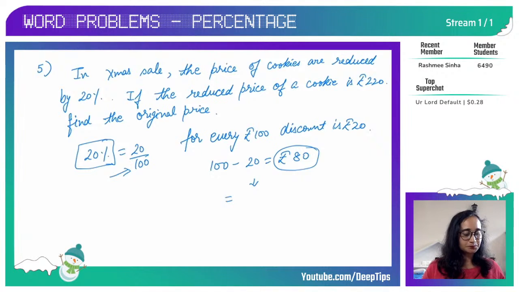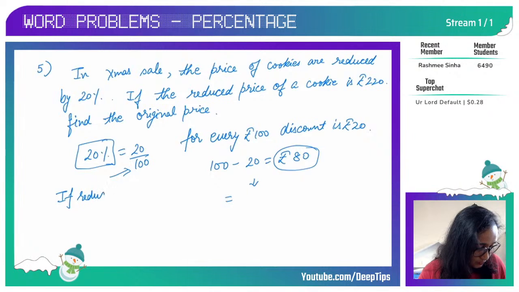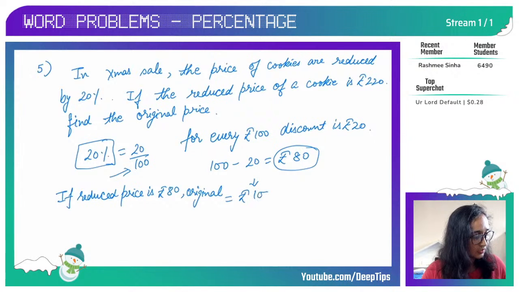So now children, my original price is rupees 100 when the discounted price is rupees 80. So what will I write? If reduced price is rupees 80, original price is how much? Rupees 100. I have to calculate the original price, so I am keeping my original price on the right hand side, and my reduced price is rupees 80.